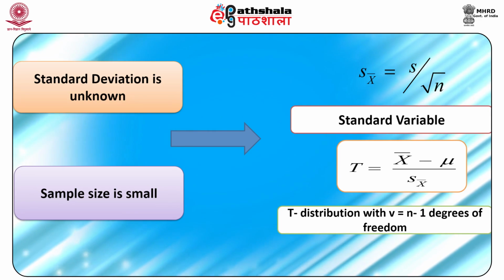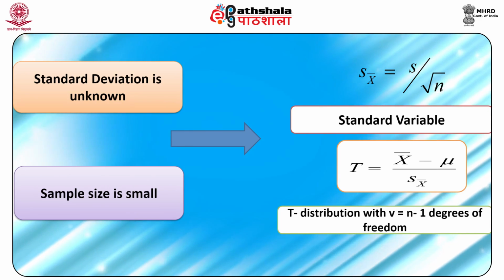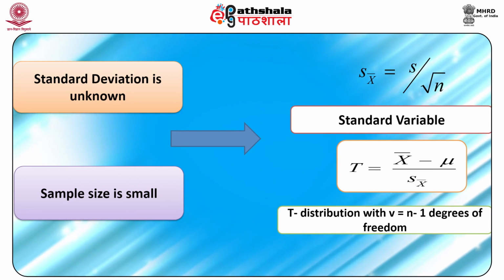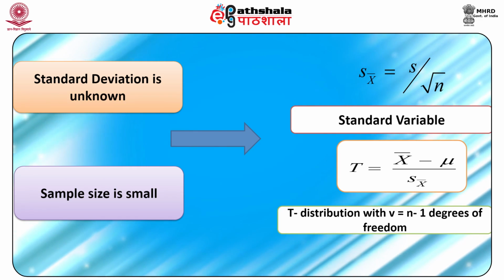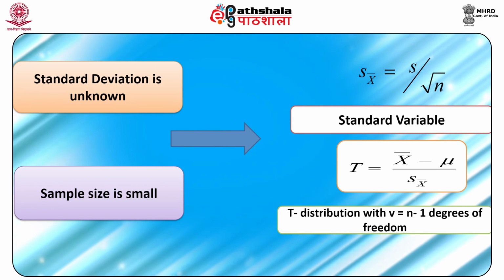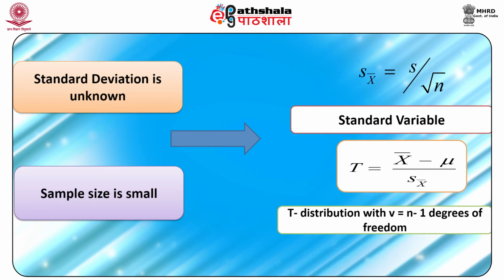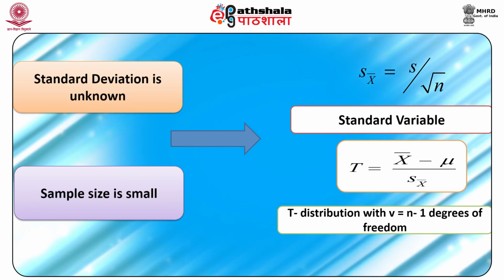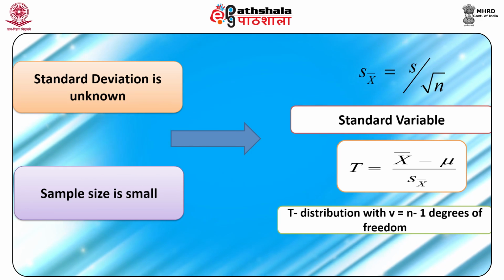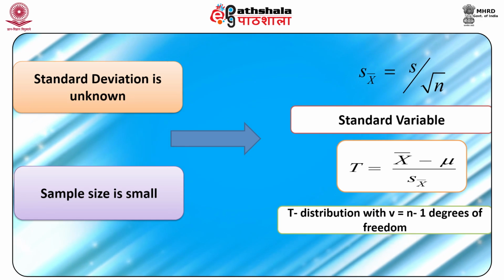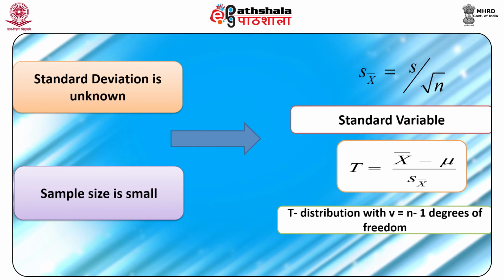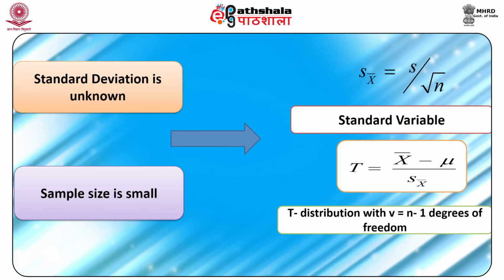If the population is normal, and sigma is unknown and n is less than 40, then what happens? Then the standardized variable becomes more variable, because the denominator of the standardized variable, which is sigma x bar, is no longer a constant. And since now s x bar, equal to s upon root n, is a variable, because it changes with change in sample, the standardized variable no longer has a standard normal distribution.